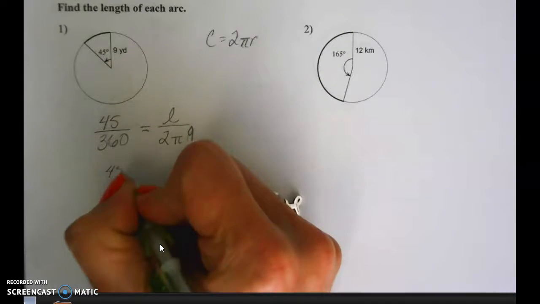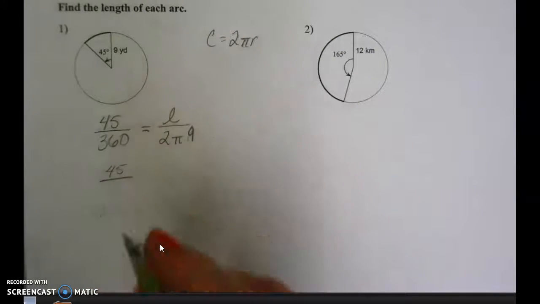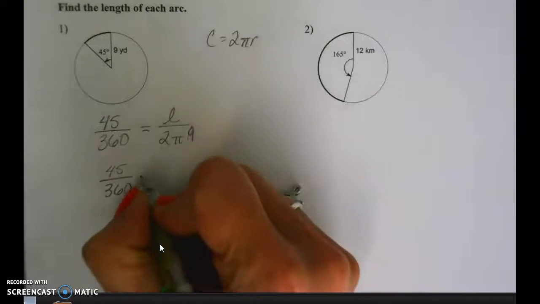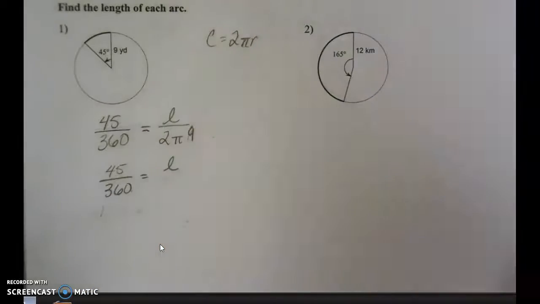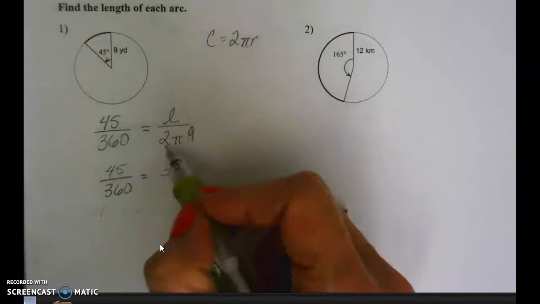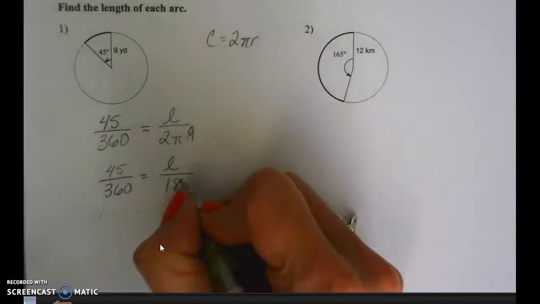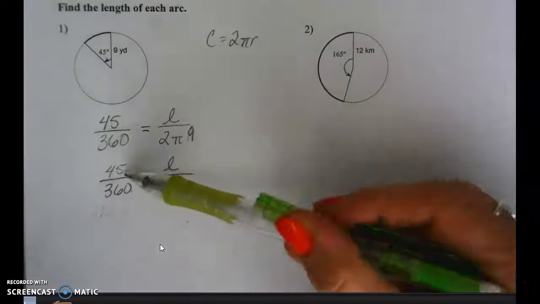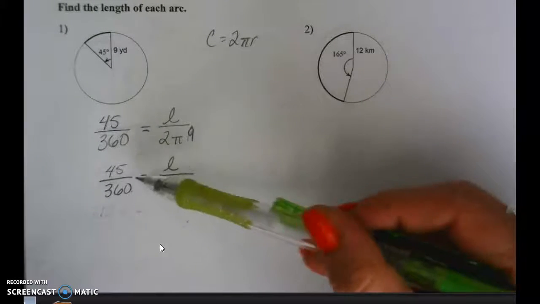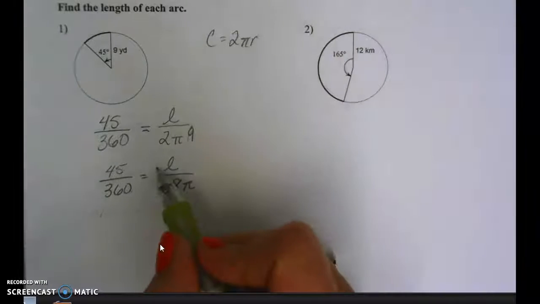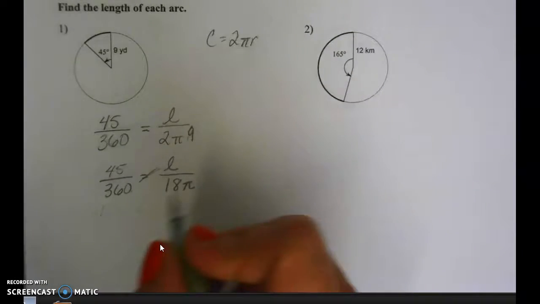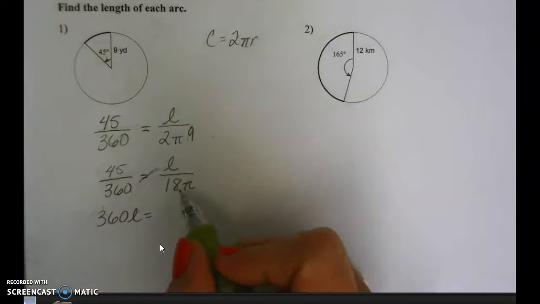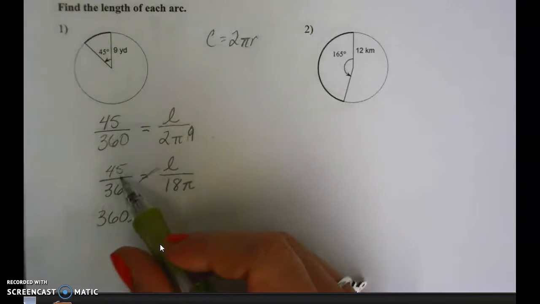Let's go ahead and just write this as 45 over 360. The small angle to the whole angle should be in proportion to the arc length to the entire length around the circle, 18 pi. All right, and then remember, whenever you have two ratios that are equal to each other, they're in proportion, you're allowed to cross multiply: 360 times L, and that should equal 18 pi times 45.